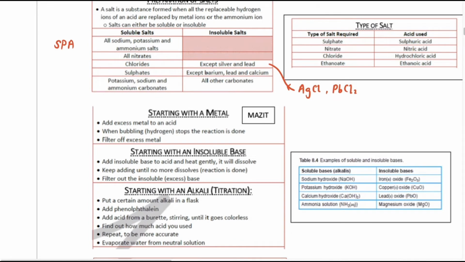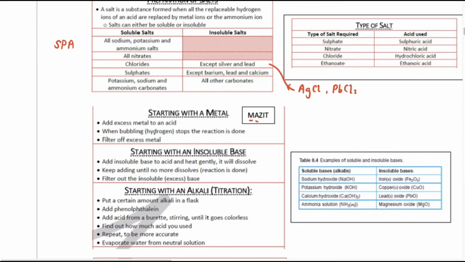And now we look at this, starting with a metal. Add excess metal M to an acid. When bubbling stops, the reaction is done. Okay. Filter off the excess metal.